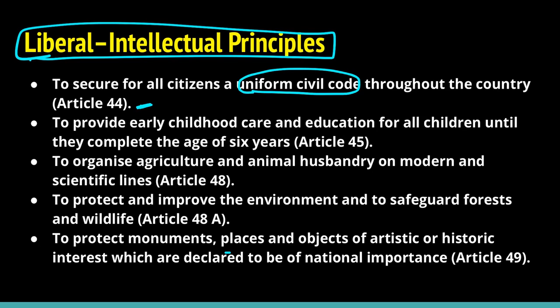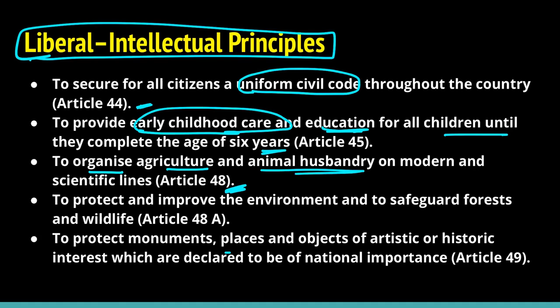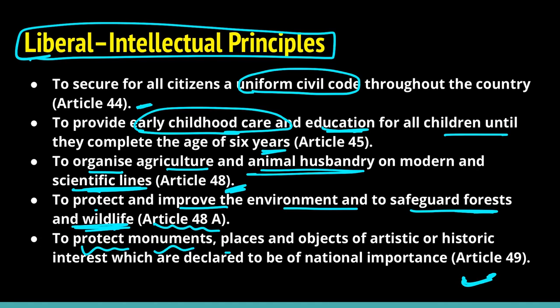In Article 45, this principle says to provide early childhood care and education for all children until they complete the age of 6 years. Article 48 states that agriculture and animal husbandry should be organized on modern and scientific lines. Article 48A protects and improves the environment and safeguards forests and wildlife. Article 49 states that monuments, places and objects of artistic or historic interest which are declared to be of national importance should be protected.